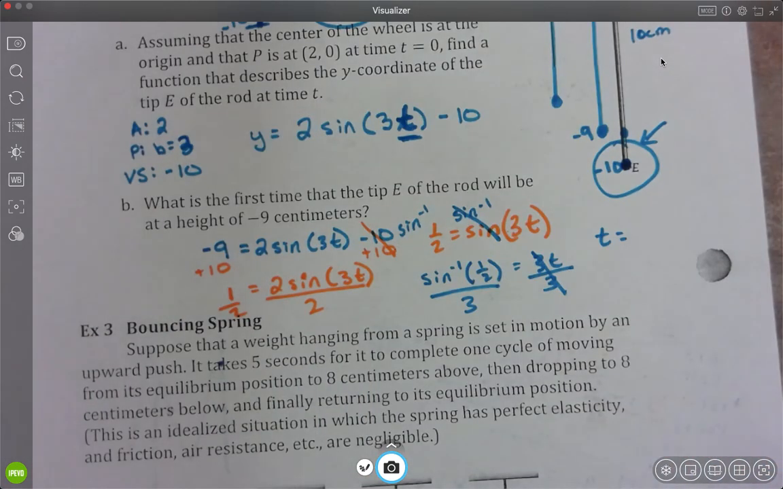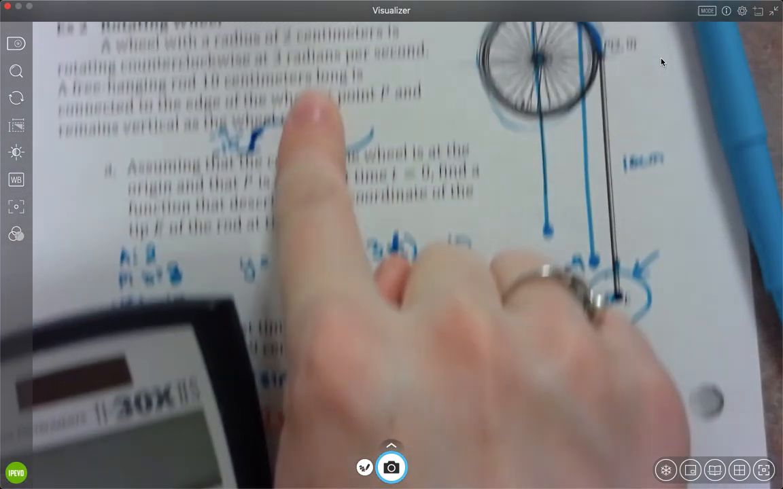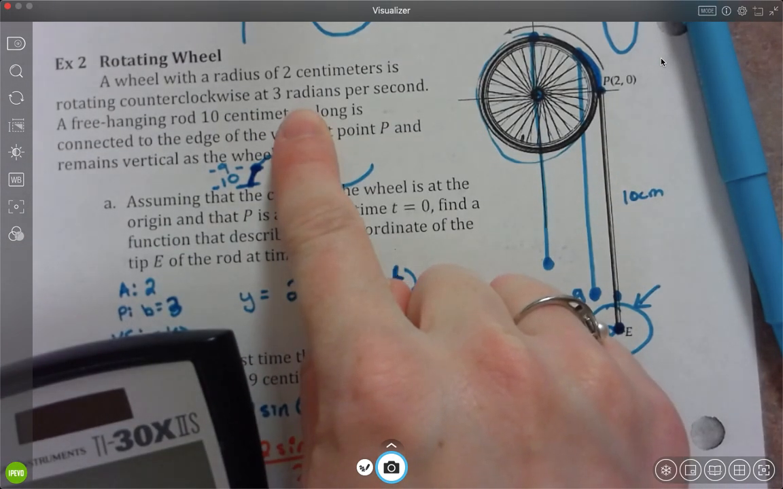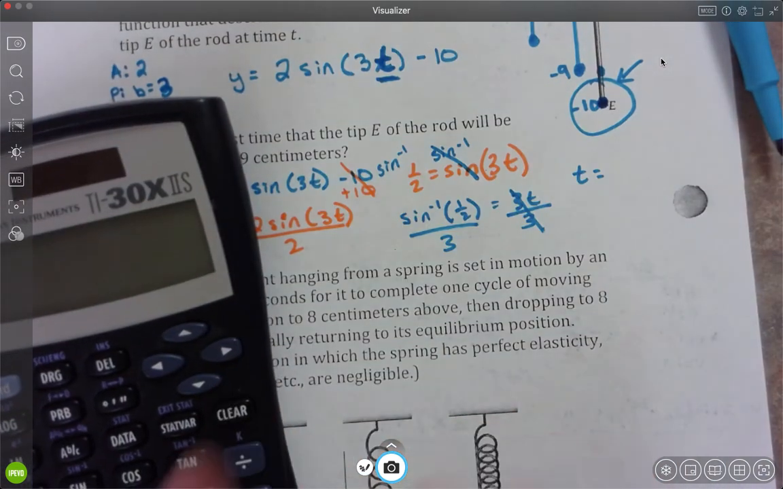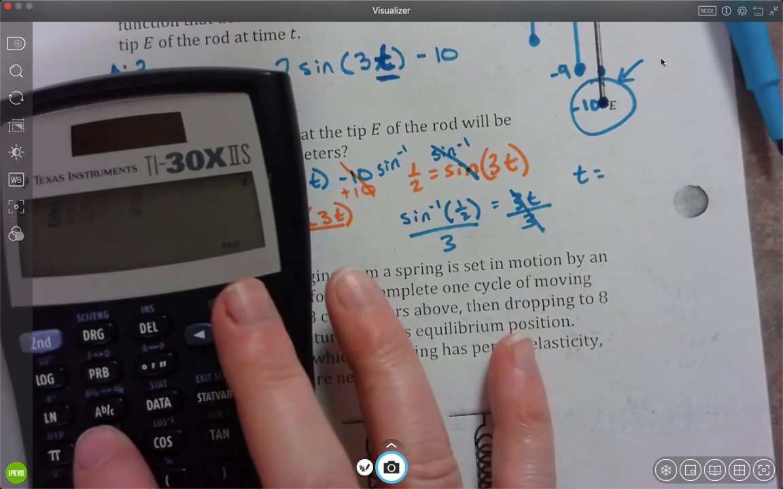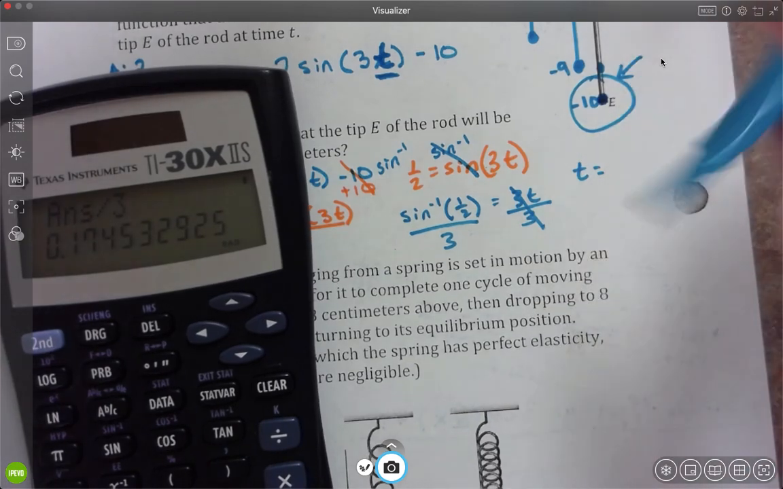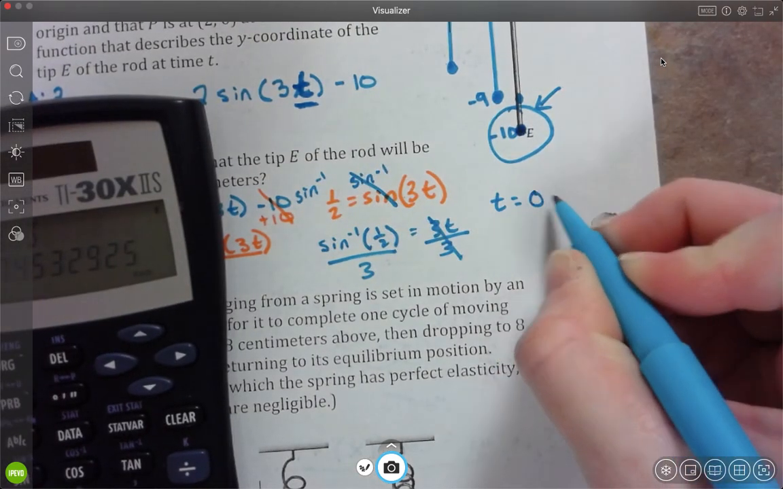So inverse sine of 1/2. I want to be in radians, because the units up here were 3 radians per second, so I want to make sure that I'm doing radians. Inverse sine of 1/2, you do have that on your unit circle. We could have looked that up, but that's okay. Inverse sine of 1/2, and then I'm going to divide that by 3. So my time is going to be 0.17.